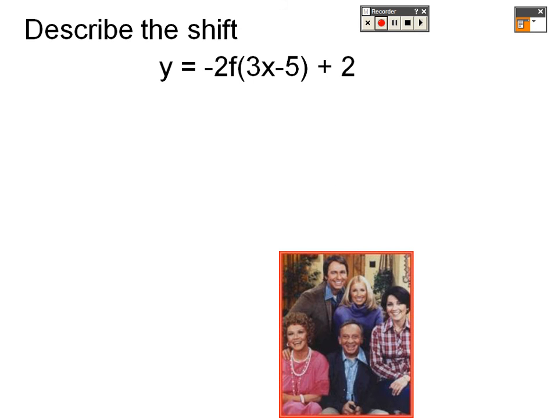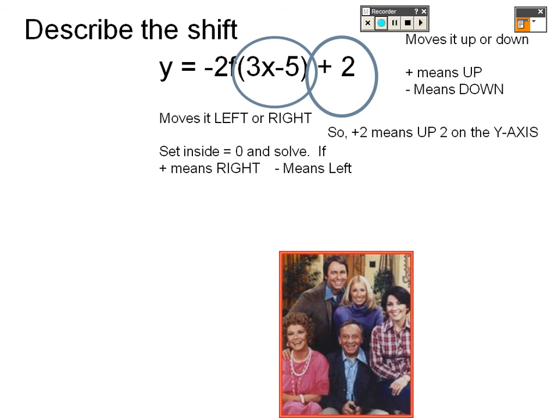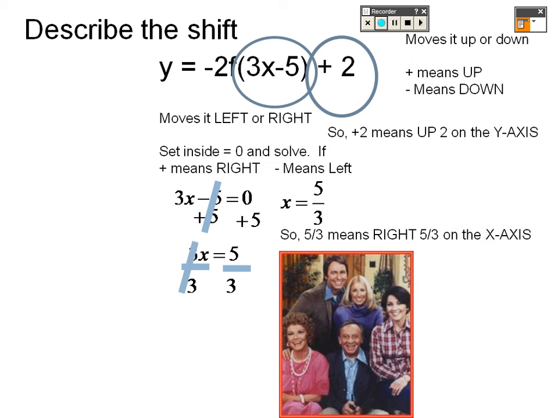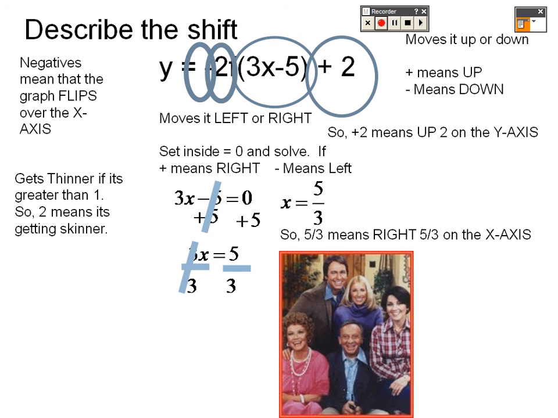This one right here, I'm moving it up 2, right? So up 2 on the y. That, to see if it's moving left or right, I need to solve it. So I add 5 to both sides, divide by 3, so I'm actually moving it to the right 5/3 on the x. That negative means I flip it over the x-axis. That 2 means it's getting thinner, it's getting skinnier.